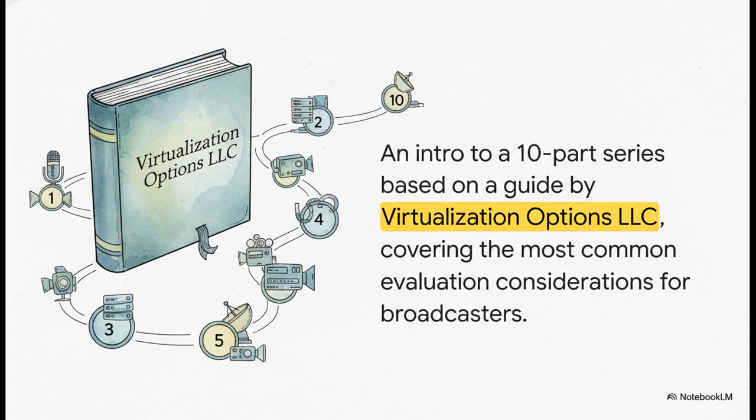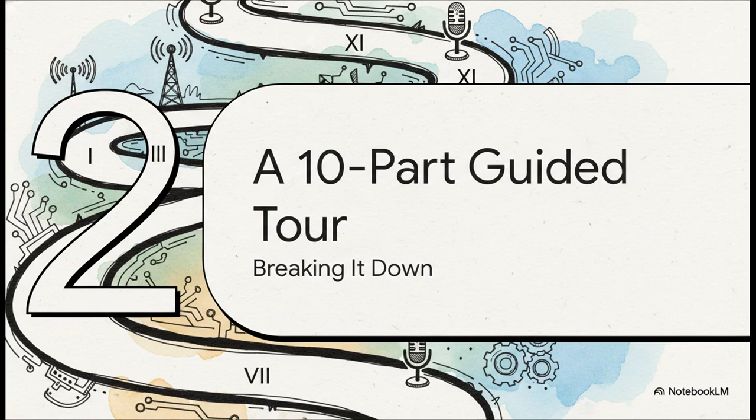Now look, we know every organization is different, you've got your own unique needs, but this guide provides an incredible roadmap covering the most common evaluation points for many, if not most, organizations out there. So yeah, think of this series as a 10-part guided tour. We're going to take this massive, overwhelming decision and break it down into 3 key stages. First, building your foundation. Second, mapping your workflow. And third, future-proofing your whole system.